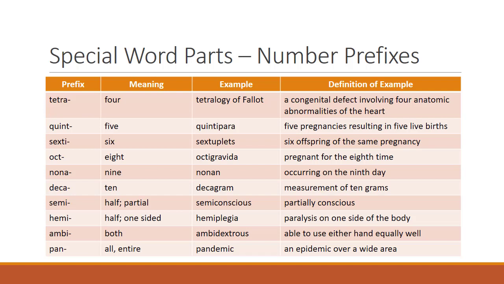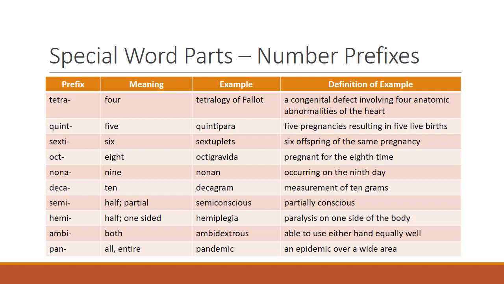The next term is deca, meaning 10. An example would be decagram, which would be a measurement of 10 grams. Semi, or semi, either way is correct, meaning half or partial. An example would be semiconscious, and that would mean partially conscious.